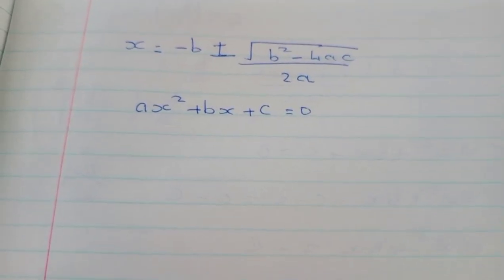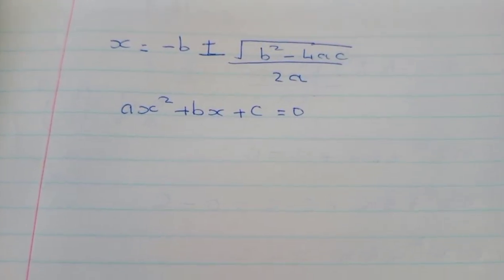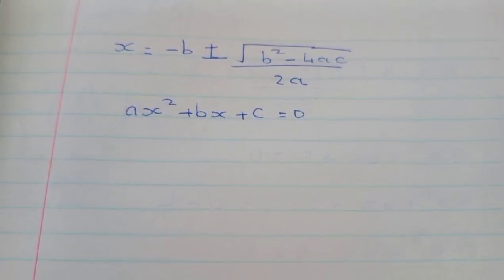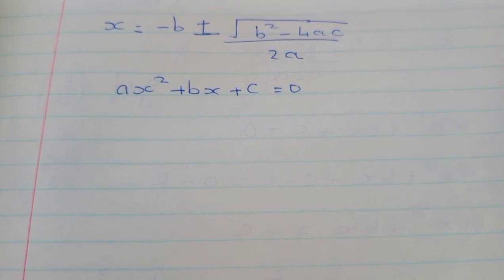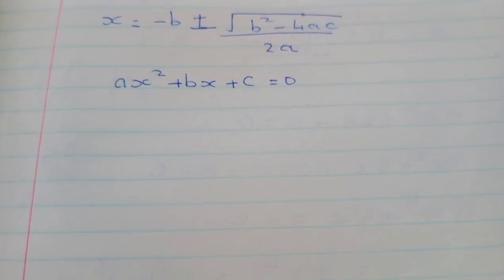One of the commonly used equations in approaching quadratic equations is the quadratic formula, which is x equals negative b plus or negative the root of b squared minus 4ac, all over 2a. As we know, a quadratic equation is of the form ax squared plus bx plus c.